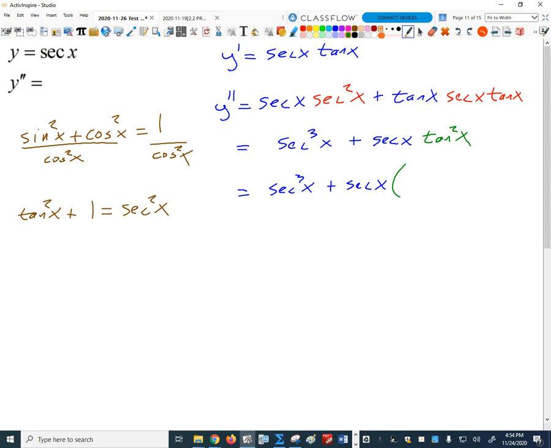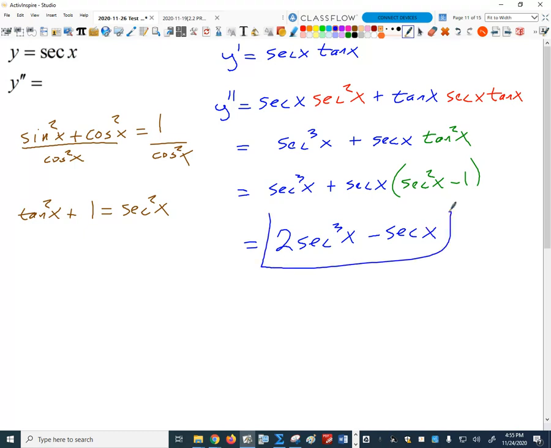Tangent squared x is secant squared x minus 1. And now if I just distribute and collect like terms, we get secant cubed x plus secant cubed x. So 2 secant cubed x minus secant x for our second derivative.